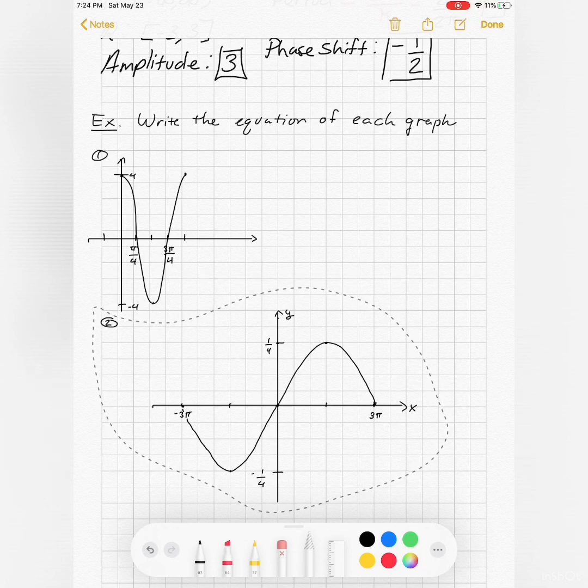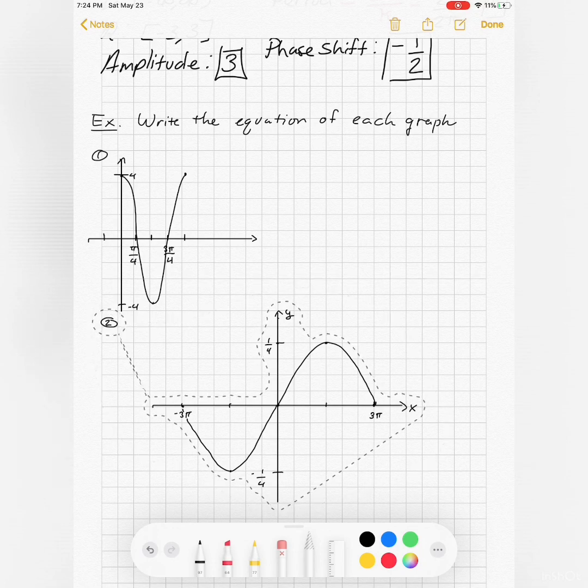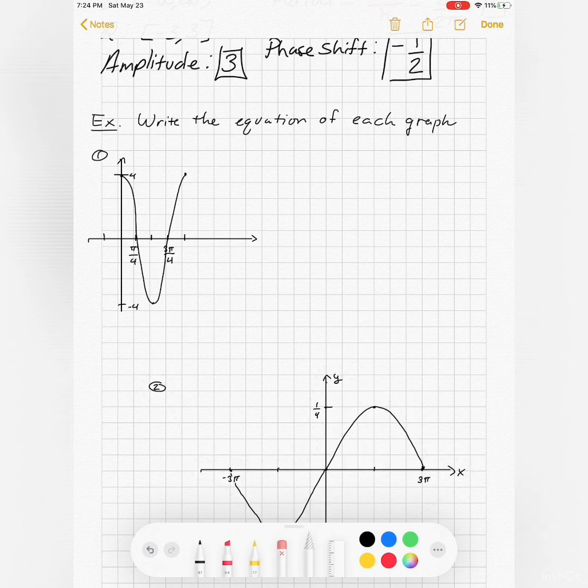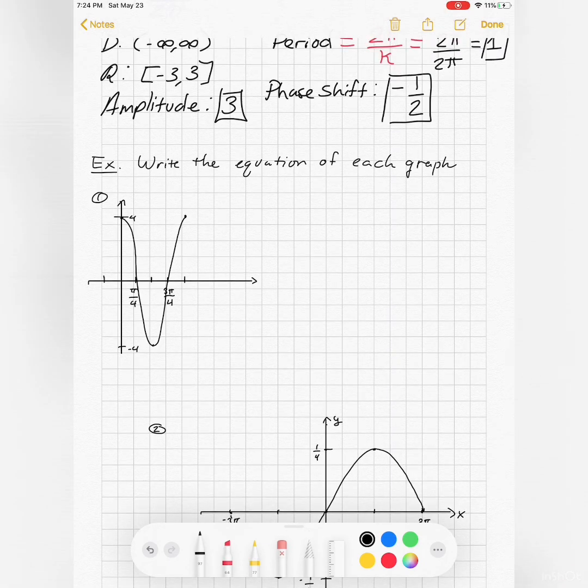Write the equation of each graph. Okay, so here's number 1. So let's see, when I first look at this, I see that I have my peak on the y-axis. So to me this looks like a cosine of something. Okay, so what is the amplitude? The amplitude is 4, right? So that's what I was just talking about. I would have a 4 in front.